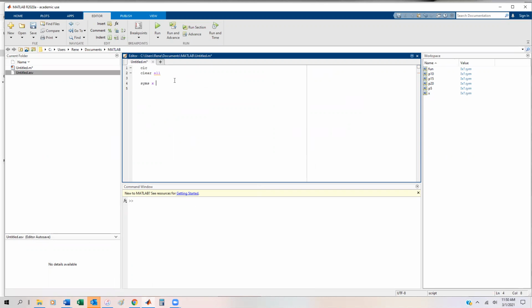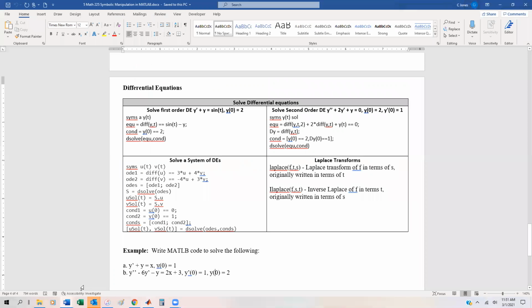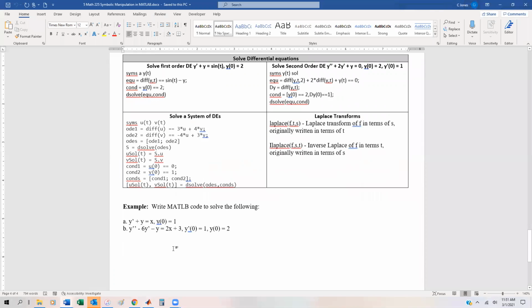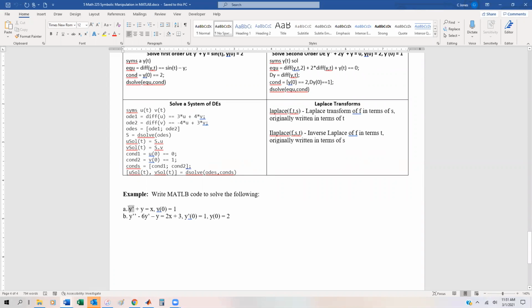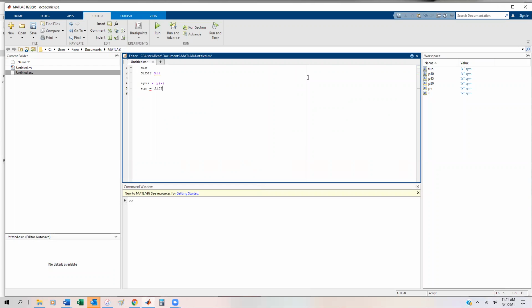I'm going to define an x, and I'm going to define a y at x. I'm going to start by defining the differential equation. So if I say EQU, you might remember the original differential was y prime plus y is equal to x. Wherever you see y prime, you're just going to make that the derivative of y with respect to x. And in MATLAB, that's the function diff(y, x). So this is going to be diff(y, x) plus y, and I'm going to say double equal to x.